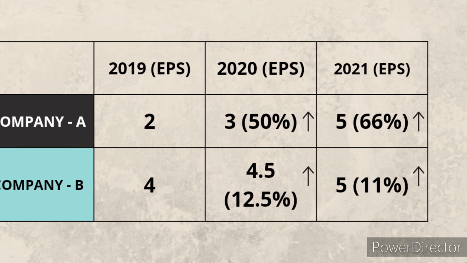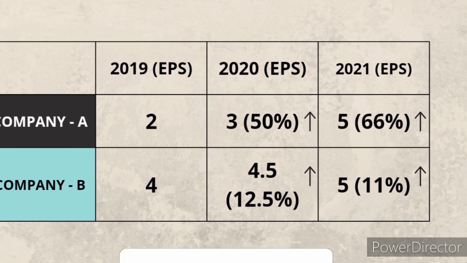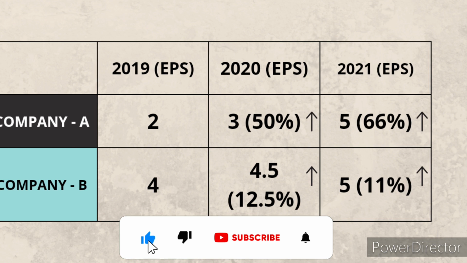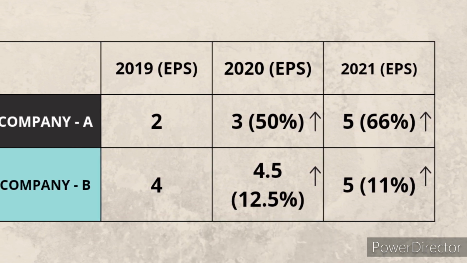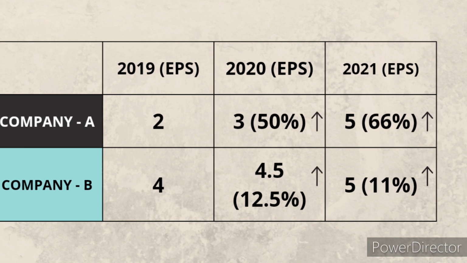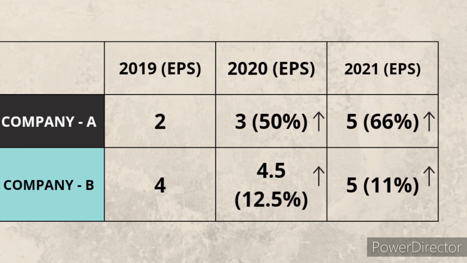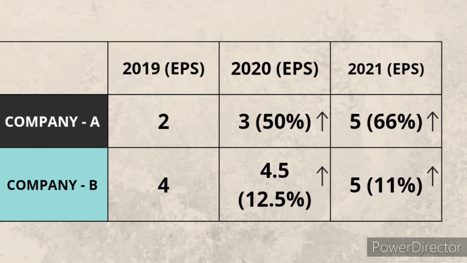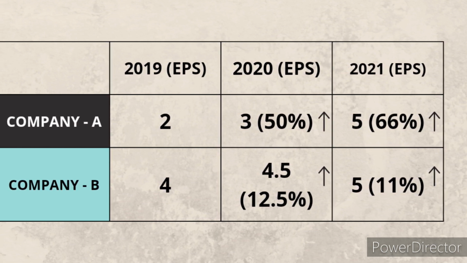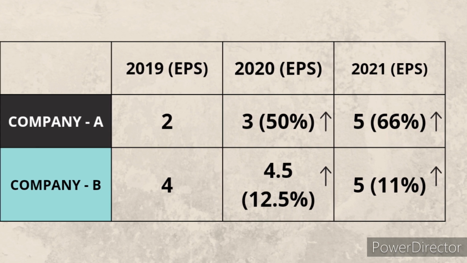If you see, company A's earnings have grown much faster than company B. For company A, the EPS has grown from 2 rupees to 3 rupees for year 2019-20. That is almost a 50% jump. For year 2021, again the EPS has grown from 3 rupees to 5 rupees. That is almost a 66% jump in EPS.